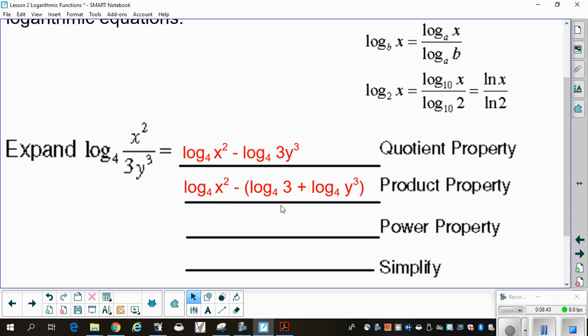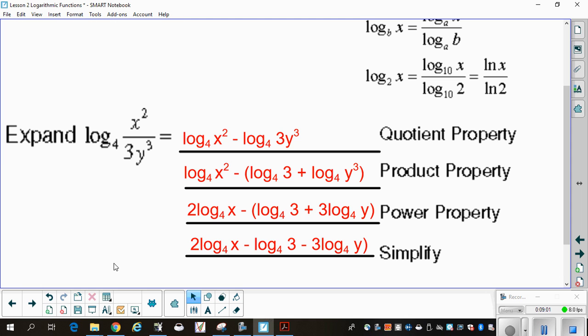Now I'm going to use the power property here. So I'm going to bring the 2 down in front, and I'm going to use it here where I'm going to bring the 3 down in front. Notice that I continue to use the parentheses. Simplifying just means I'm going to take this minus and I'm going to distribute it. I have now completely expanded this so that each expression is as simple as possible. I'm taking a single log and then doing something else with it. Okay?